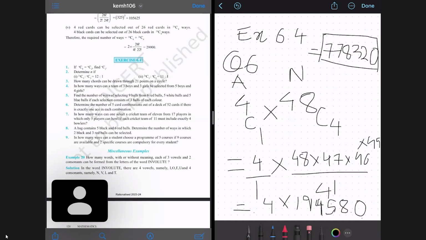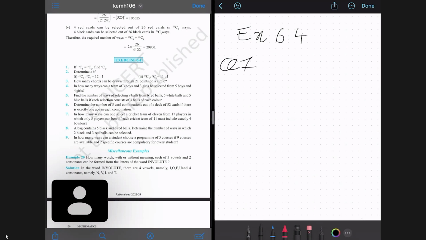So moving on to question number 7 of this exercise. Question number 7 tells us, in how many ways can we select a cricket team of 11 from 17 players in which only 5 players can bowl, if a cricket team of 11 must include exactly 4 bowlers, right? So we have a cricket team which has 11 players, right? And we have a selection of 17 players that is available to us.